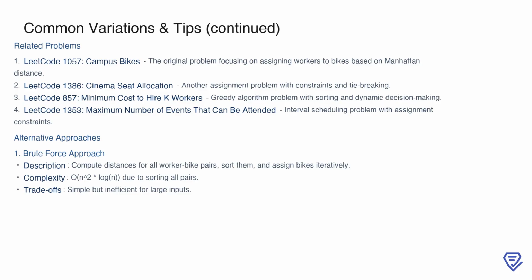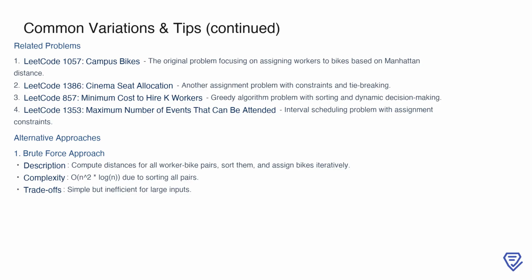LeetCode 857 Minimum Cost to Hire K Workers is another problem that uses a greedy algorithm with sorting and dynamic decision-making. Lastly, LeetCode 1353 Maximum Number of Events That Can Be Attended is an interval scheduling problem where assignments are constrained by time intervals. Understanding these related problems can help you build a stronger foundation for tackling assignment-based challenges.